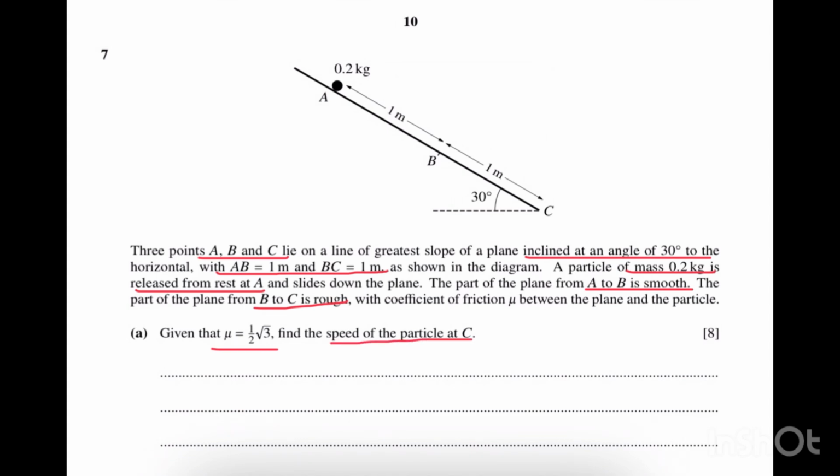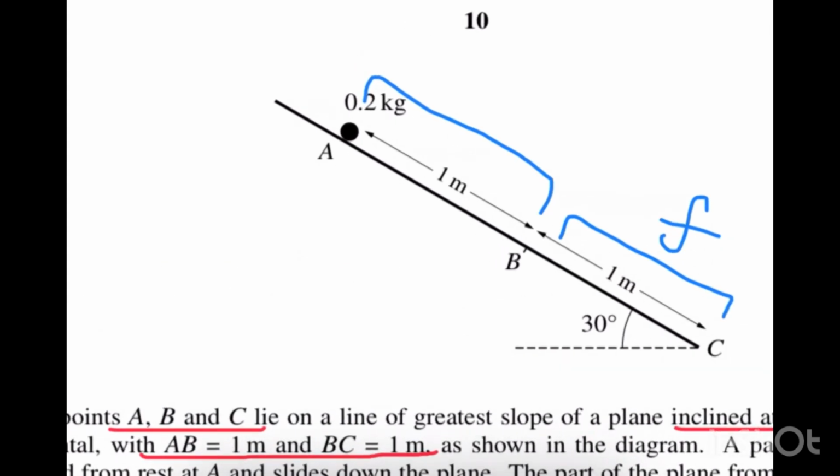So for this question, the final goal is to find the speed of the particle at C, and the condition that they've given us is that the part of the plane from A to B is smooth. What that means is that there's no friction from A to B, but they're saying that the plane is rough from B to C. That means there's friction in B to C, and this particle is moving downwards.